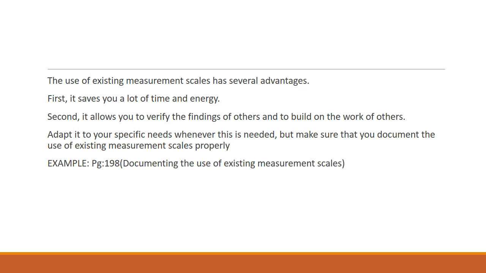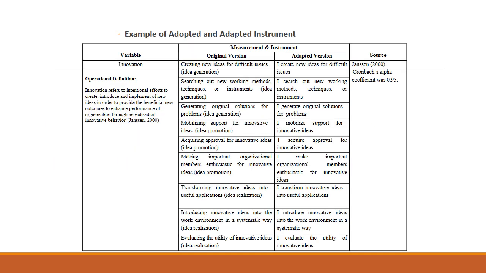The example is on page 198. So this is the way you basically present in your research paper RP1 and RP2. This is the operational definition. This is the original version of the questions or items already made by other researchers. This is your adaptation. This is the increment you made, like creating new ideas for difficult issues. This is how you have written your own question: I create new ideas for difficult issues. So this is how you interpret it.